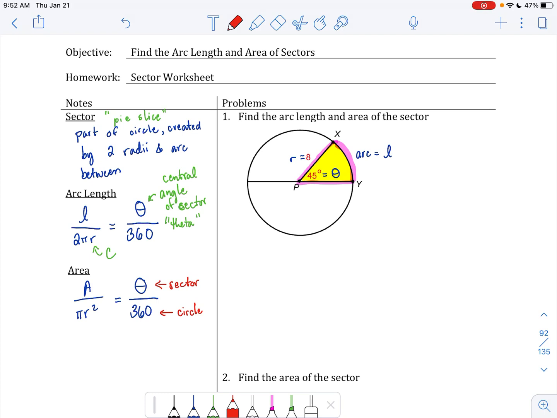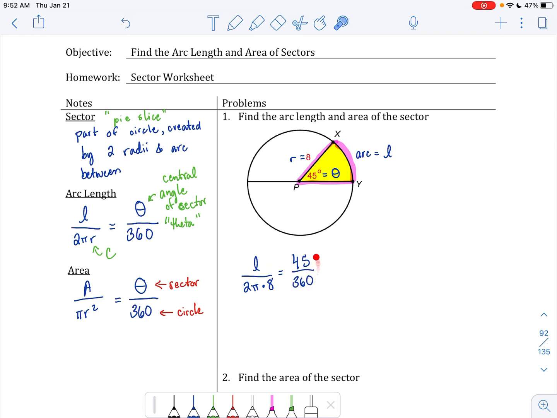Now, if we're asked to find the arc length and area of the sector, I can just use these formulas with the numbers plugged in. The first thing I'm going to do is find arc length. So we have L over 2 pi times the radius 8 is equal to the angle 45 over 360.